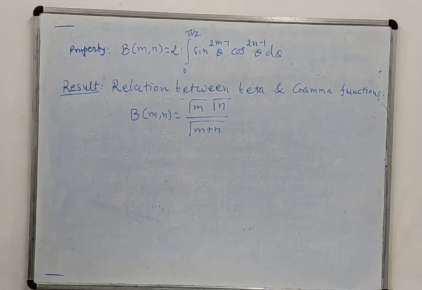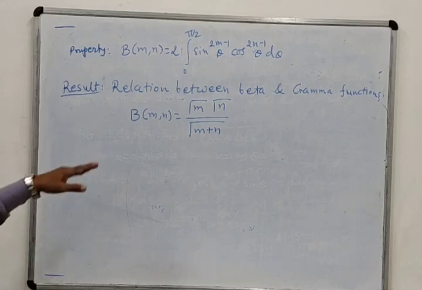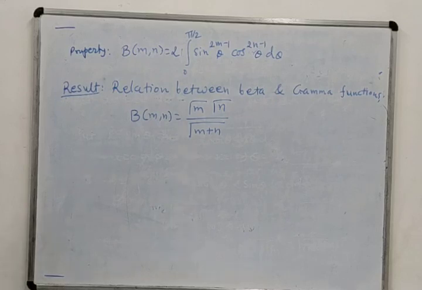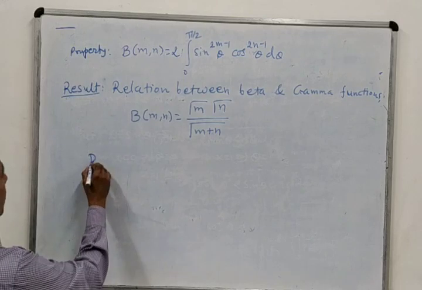The proof of this relation we will not see over here. Simply you will have to remember the relation between beta and gamma function in this form, because it is very much useful to solve the problems. Now let us see one small derivation from this relation.